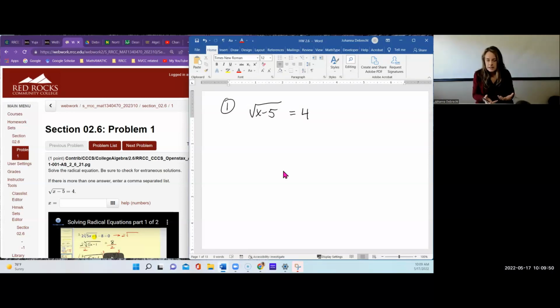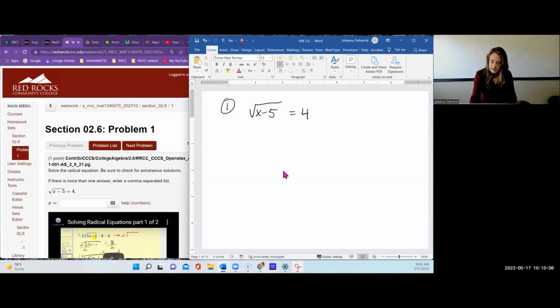Why does squaring sides produce an extraneous solution sometimes? Well, it's because when you square something, you lose the information about whether it was positive or negative. And so because of that, there's a possibility, not a guarantee, but a possibility that we'll get a false solution.